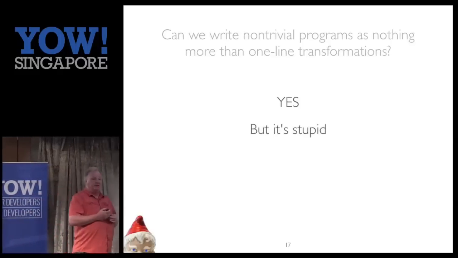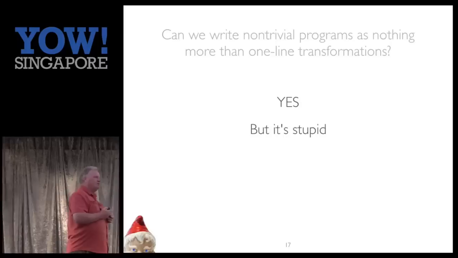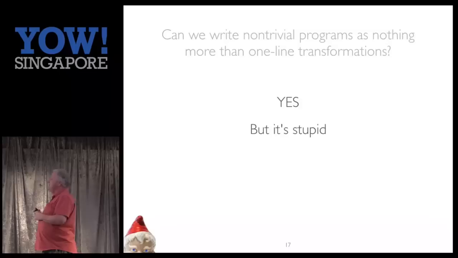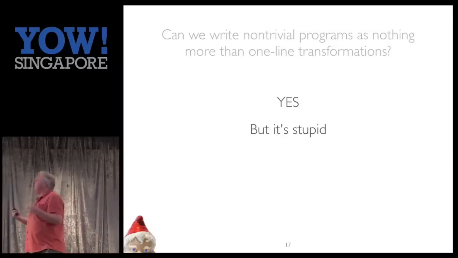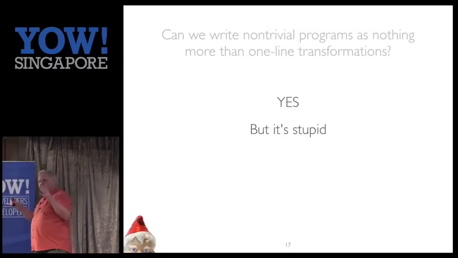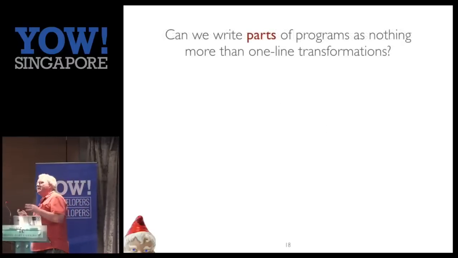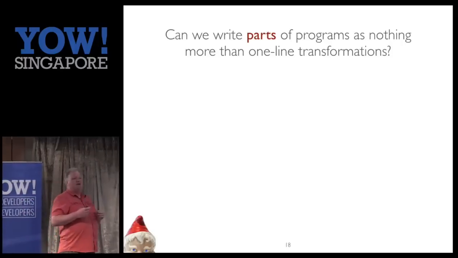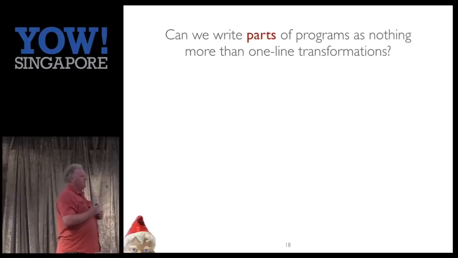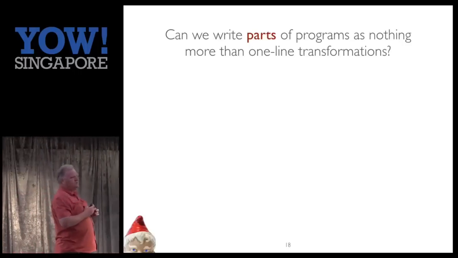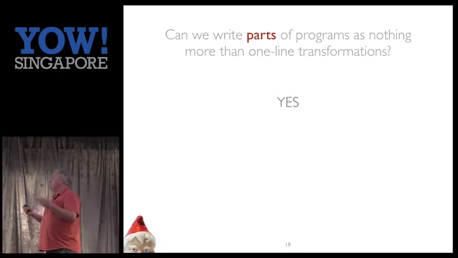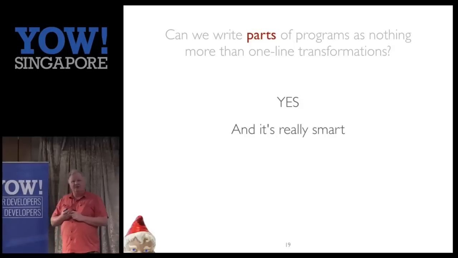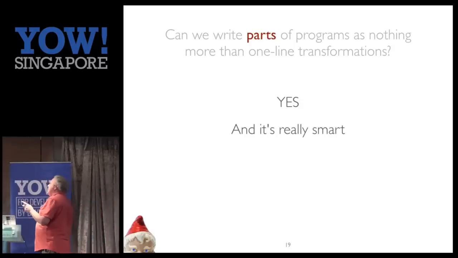However, it's a stupid thing to do, because it makes your programs really, really verbose and really quite hard to deal with. And I was a bit disappointed, because I really did want to have this kind of very tidy, very neat thing. So then I changed my criteria somewhat. I said, is it possible to write a non-trivial program where parts of it are nothing more than single-line transformations? And obviously the answer is yes, but it turns out that in this case, it's a really good thing to do. And I'll show you why I think it's a good thing.